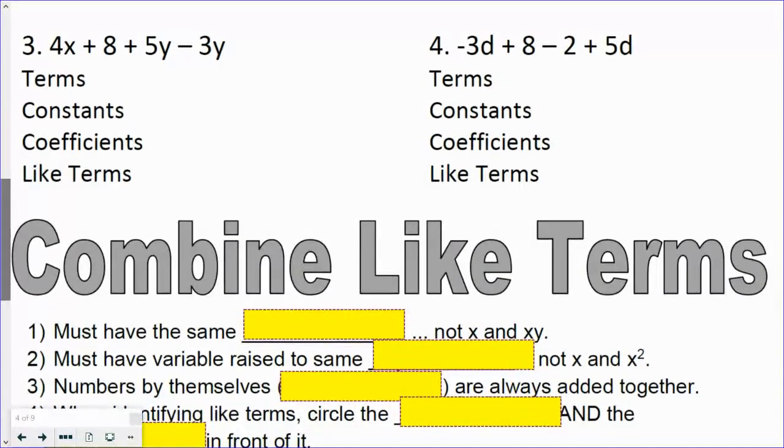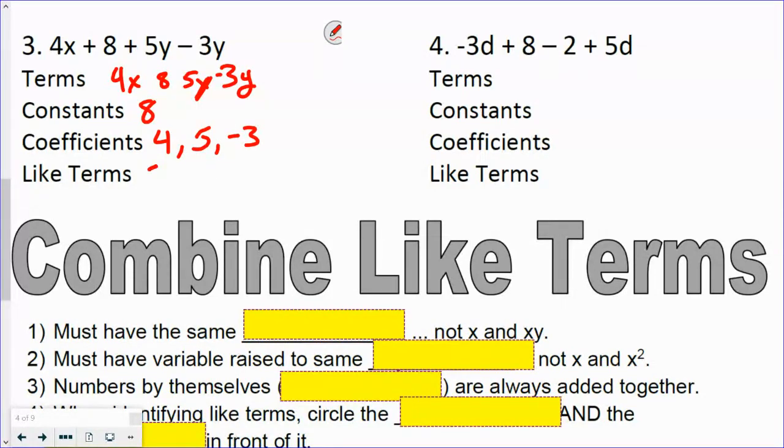Okay. Same thing for 3, with 4x, 8, 5y, and a negative 3y. My constants, the only number that's by itself is my 8. Coefficients is the 4, 5, and negative 3. And any like terms, well, if I had 5 yo-yos, and my brother took 3 yo-yos, I could combine those together. Same thing before, we have 4 different terms. You notice I'm not just rewriting it as the expression. I'm putting whether it's a positive or negative.